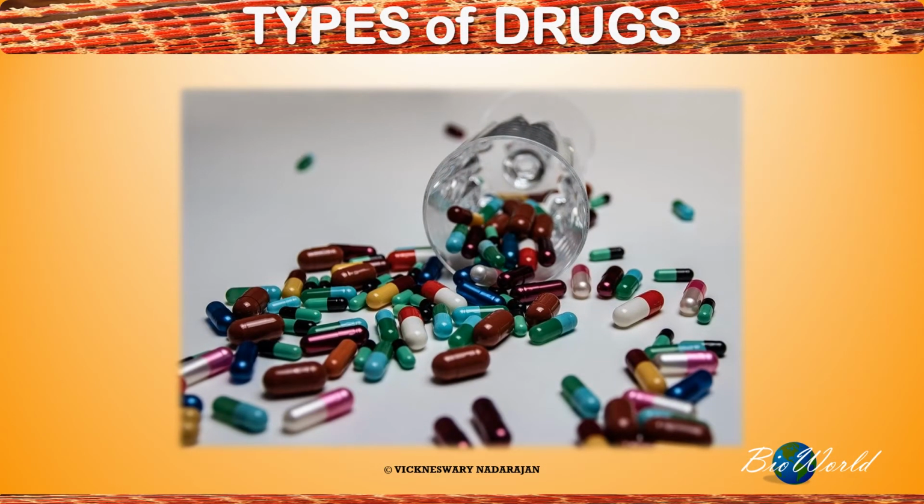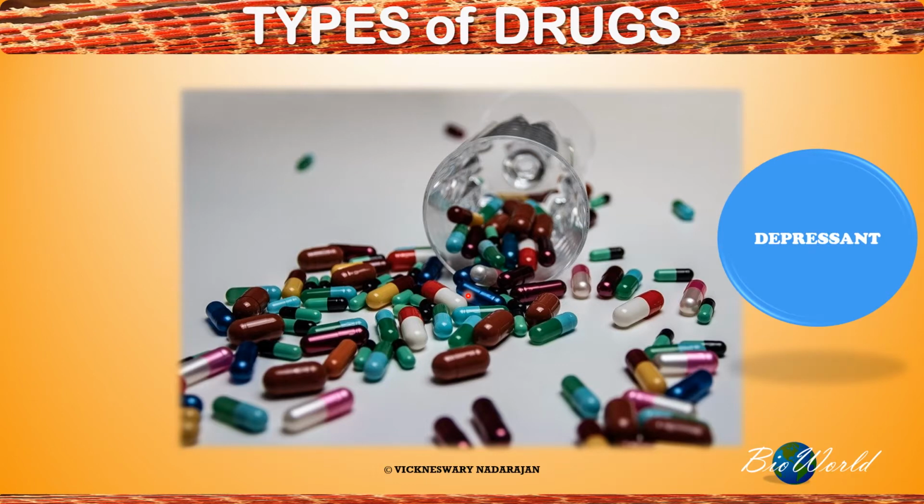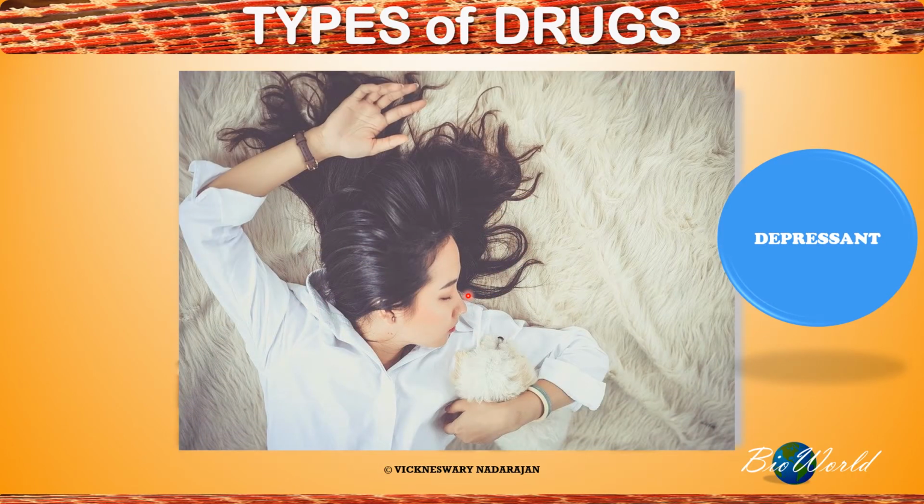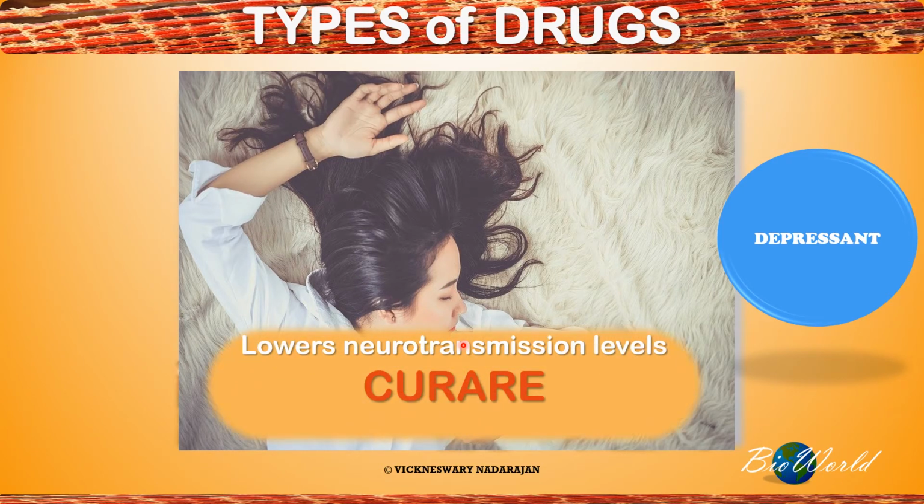We can categorize drugs into a few groups based on their action. Depressants will slow down our activity. For example, here you see it can make you fall asleep. This is because the drug can reduce the neurotransmitters released at the synapse. There are many other types of drugs that are depressants, but based on our syllabus, we will be studying about curare, which is more of a poison.